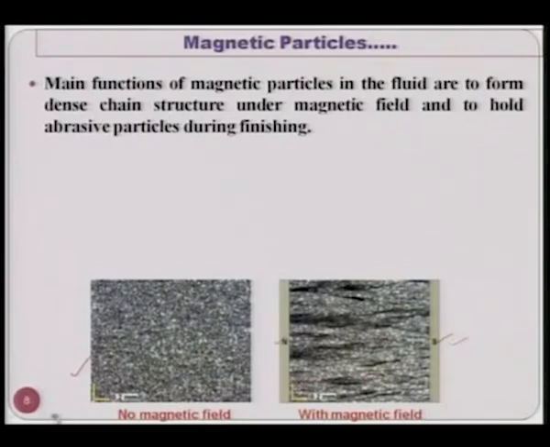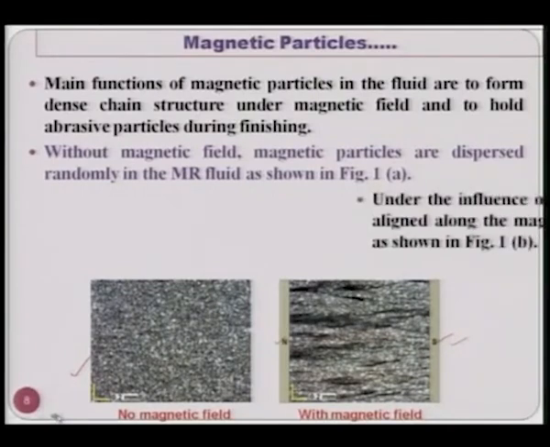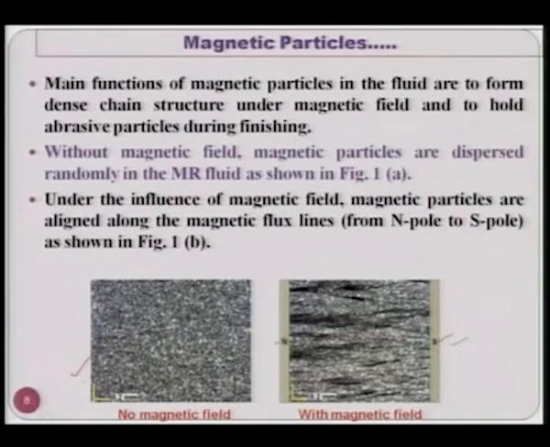Now, when these abrasive particles come in contact with the surface to be finished, they remove the material from the workpiece and they are able to finish the workpiece to nano level surface roughness values. Without magnetic field, magnetic particles are dispersed randomly in the MR fluid, as I have shown to you in the left hand side figure. Under the influence of magnetic field, magnetic particles are aligned along the magnetic flux lines, as you can see in the right hand side figure.